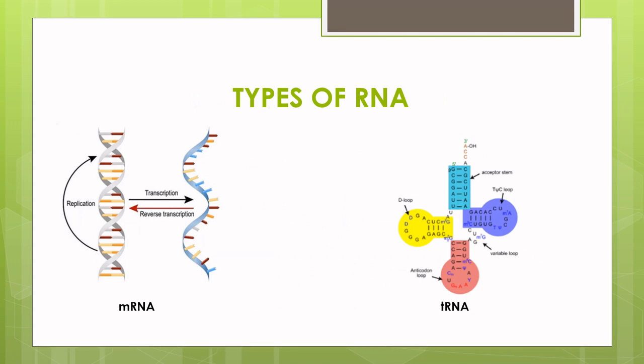Now let us look at the types of RNA. The three major types of RNA are messenger RNA, which provides a template to make the protein; transfer RNA, which reads the genetic code and transfers amino acids for protein synthesis; and ribosomal RNA, which has a structural and catalytic role in protein synthesis.